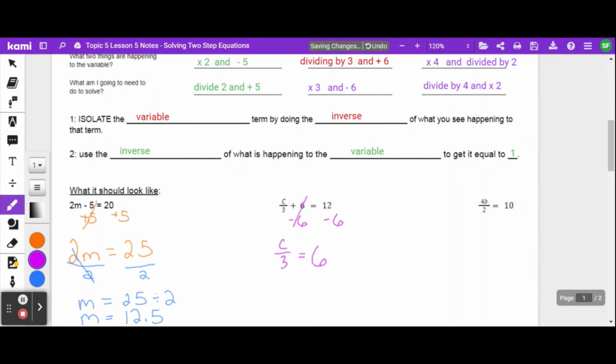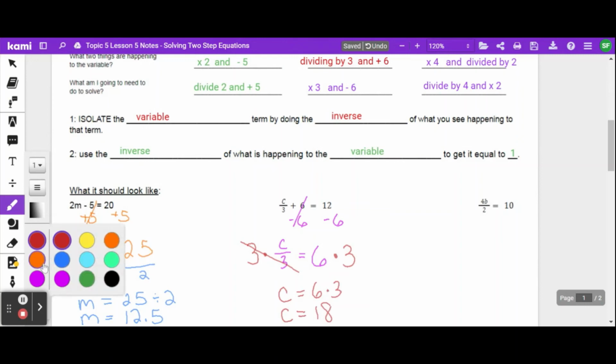And then I need to get the variable c to be equal to 1. So in this case, I see dividing by 3. So I'm going to do the inverse of that, which would be to multiply this left side by 3. To keep it balanced, I'm going to come to the right side and multiply it by 3. The 3's are going to cancel each other out, leaving me with c. And then on the right-hand side, I have a math problem of 6 times 3, which of course is 18. So the value of c, or the solution to this equation, is 18. C has to be equal to 18.